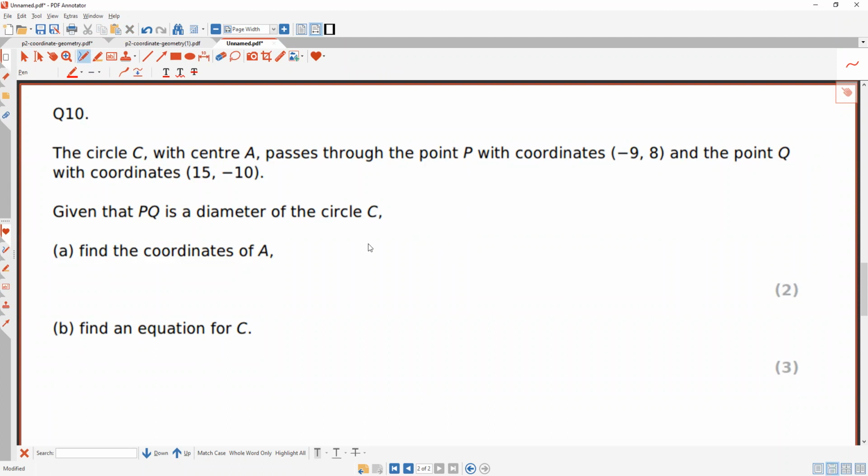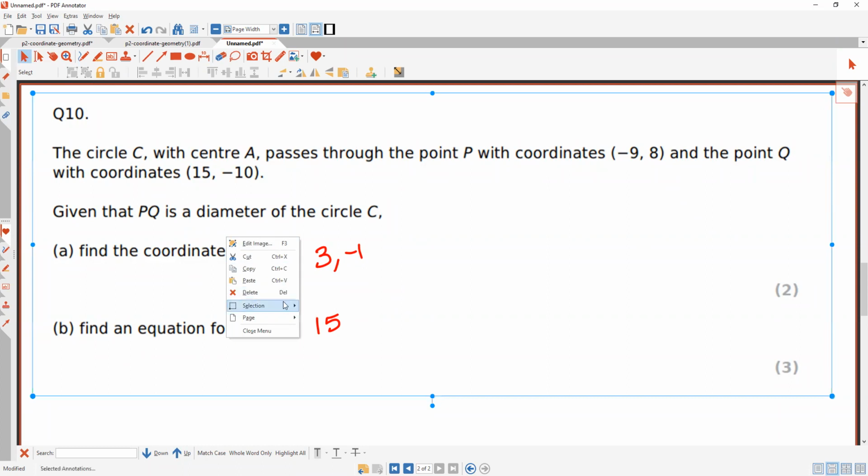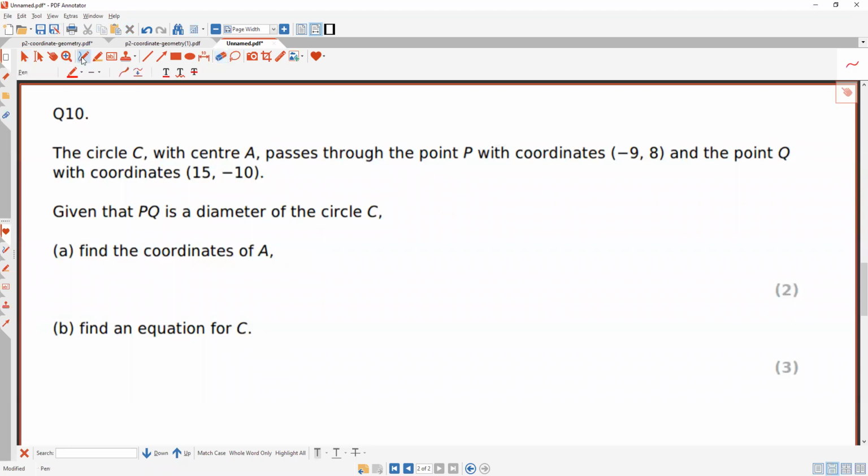A is 3 comma minus 1. B is what? X minus 3, the whole square, plus y plus 1 square is equal to 15 square. Let me lock it. Say A part again: 3 comma minus 1. Okay. Next: x minus 3 the whole square plus y plus 1 square is equals to 15 square.